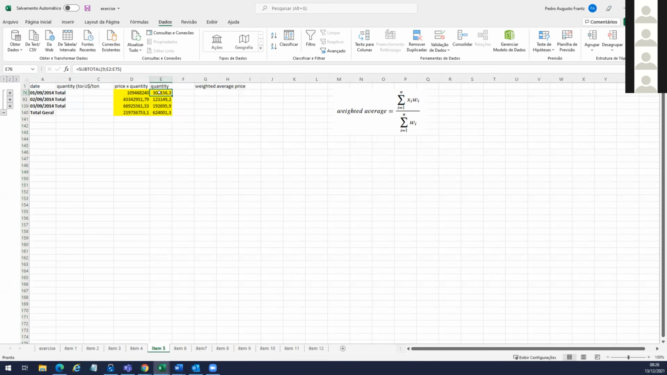I divide one by the other and I have a weighted average price equal to price times quantity by quantity. This is our weighted average price. I replicate the formula. I have 3 days, and each day has a weighted average price. Okay, this is one step of the formula. Next step.